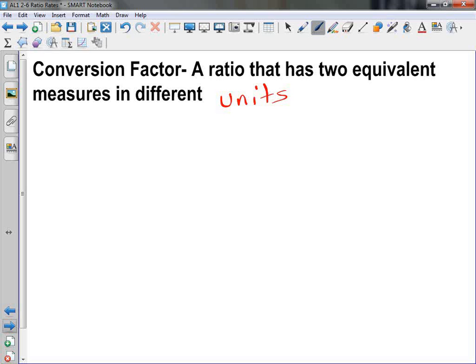All right, so let's come up with a ratio, right? I need two different units that mean the same measure. Okay, does that make sense to everybody? Yes. So let's go, Lacey, give me some type of unit.